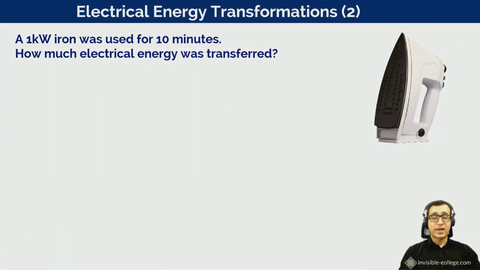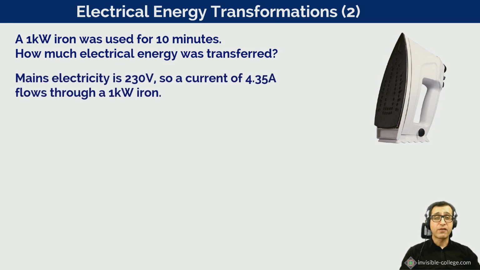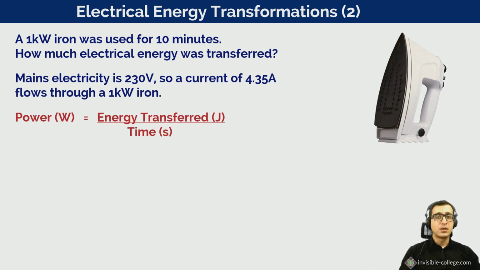All right, so again, mains electricity is 230 volts. So if we are considering that it's a 1 kilowatt iron, then we can say that a current of 4.35 amps flows through a 1 kilowatt iron. So let's have a look at how we calculate the energy transferred. So power is equal to energy by time, or energy transferred or work done by time. So if we rearrange this, we get the energy transferred or the work done is power multiplied by time.